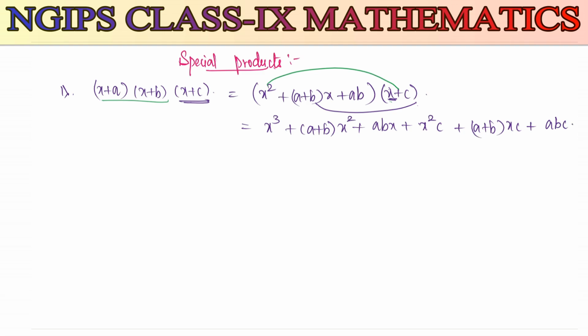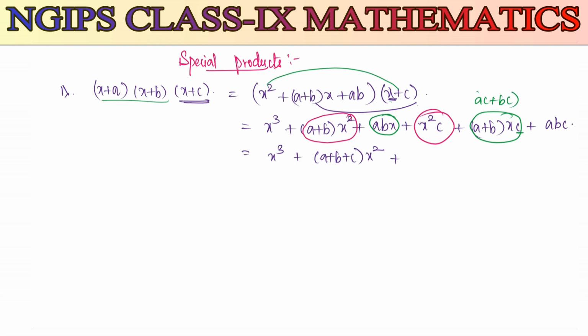Okay, now further if we simplify, x³ plus, when you take x², here we have the coefficient of x² and here also the coefficient of x². So just I can write here (a + b + c) into x². I took x² common. Next here abx and this term, I am going to simplify, I will multiply c inside. So ac plus bc, the leftover here it is x.